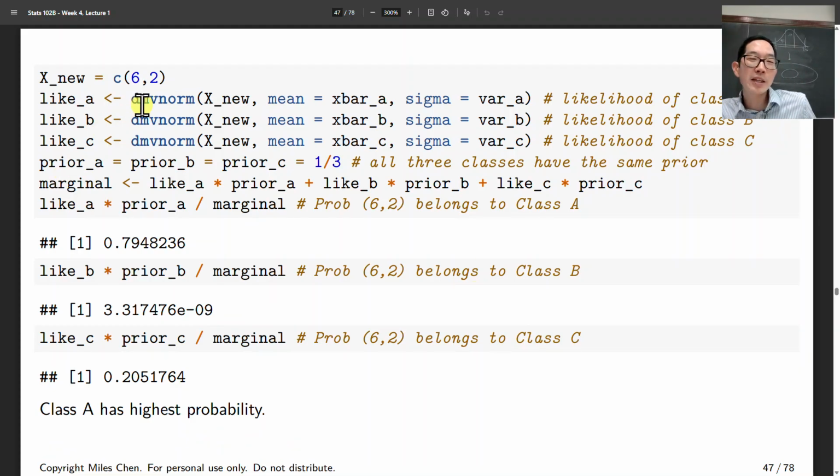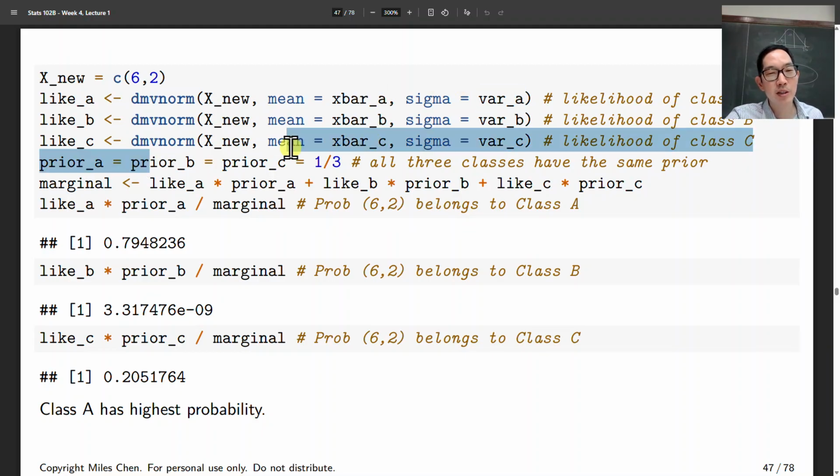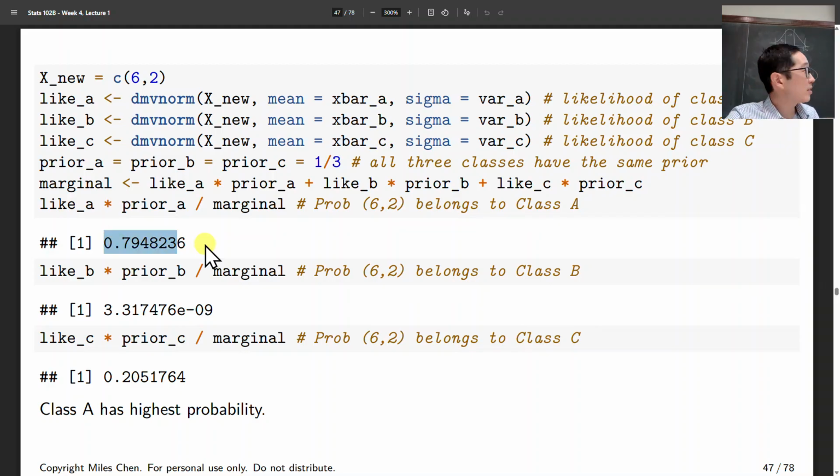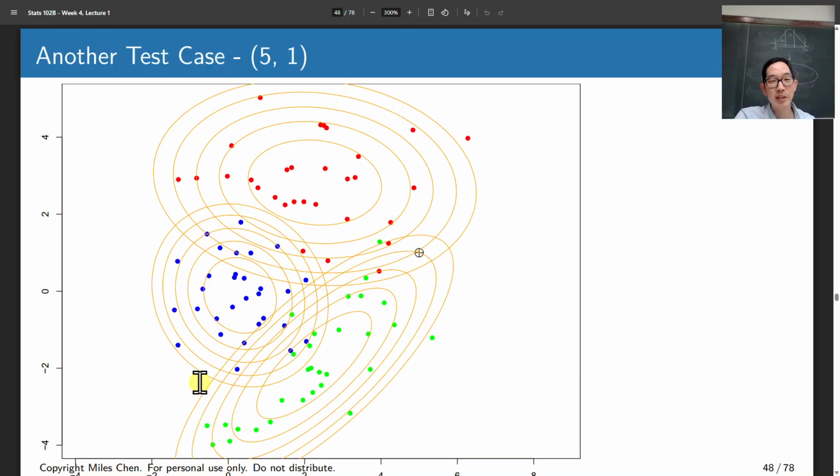I calculate the likelihoods using our multivariate normal density function, dmvnorm. My new x is 6, 2. I plug that in using my current estimates of the mean and variance for all of these. The priors are there, and my marginals there, and so class A is around 79%, class B is on the order of 10 to the minus 9, and class C is around 20%. So class A has the highest probability.